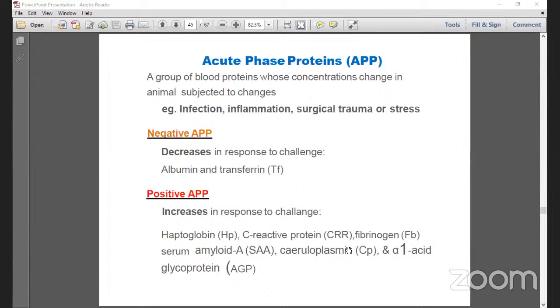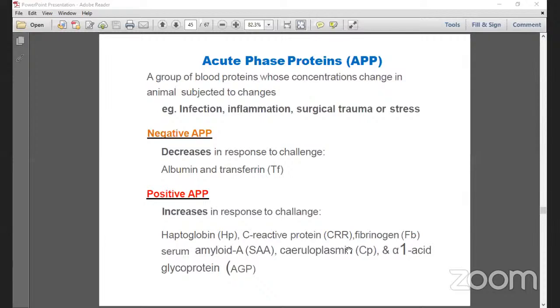Okay, acute phase protein. Nowadays, people talk about the acute phase protein. So what is acute phase protein? This is a group of blood proteins whose concentration changes in animals subjected to challenge. When there is an infection, inflammation, physical trauma, and such, there will be changes in the acute phase protein. Nowadays, people use APP as a diagnostic biomarker of various diseases, not only in medicine but also in the veterinary world. We have two types, negative APP and positive APP.